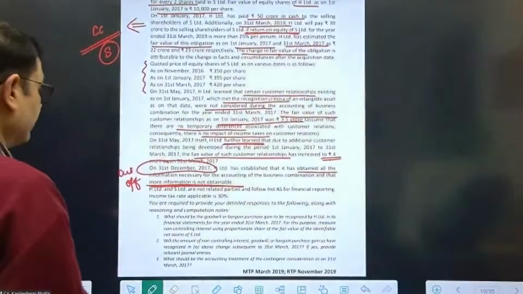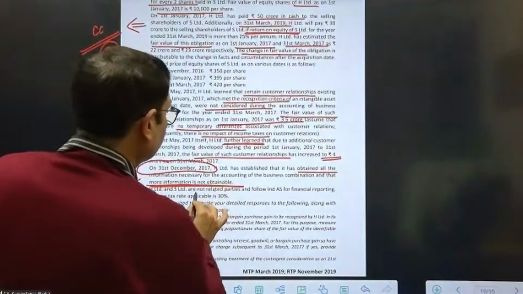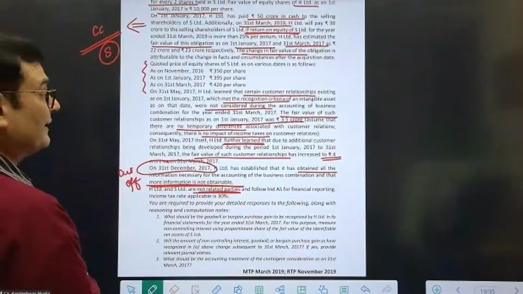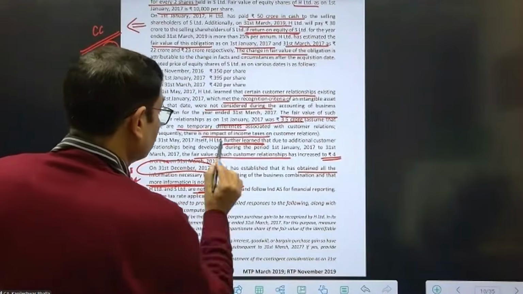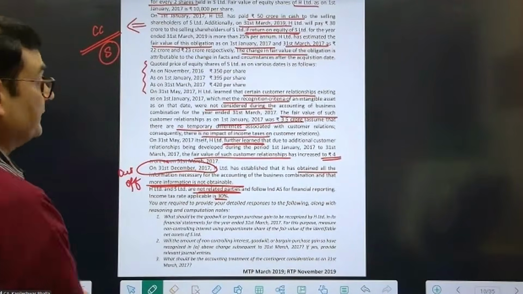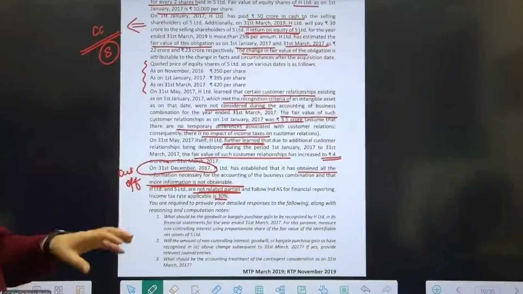It says H and S are not related parties, so common control cannot apply. And follow the Ind AS for financial reporting. Tax rate is given, so deferred tax implications will be taken. Wow. So we just read the question so far.